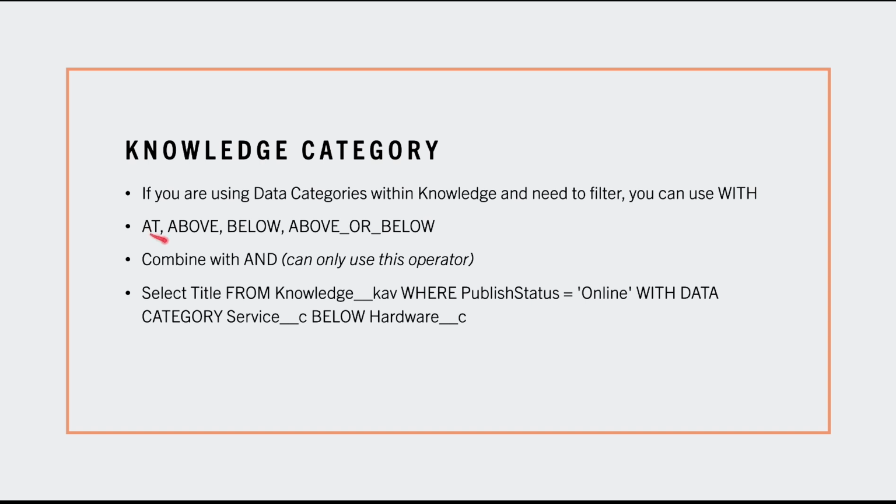So you have some new things now, something called WITH. WITH is especially used with data categories and knowledge, and there are different options that you can use. You can say you want to query knowledge where status is online, so you can still use your normal WHERE clause. The data category portion is new. And Service, that's the group that I just showed you. I have the Service group set up below Hardware. So what that means is give me all the knowledge articles that are at that group but under Hardware.